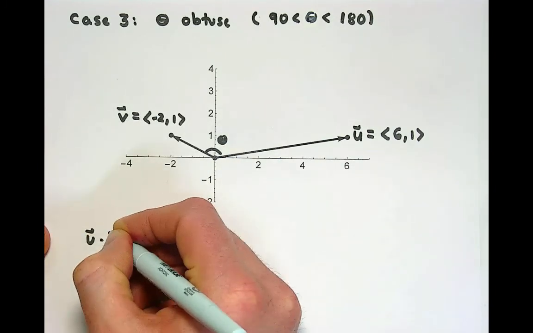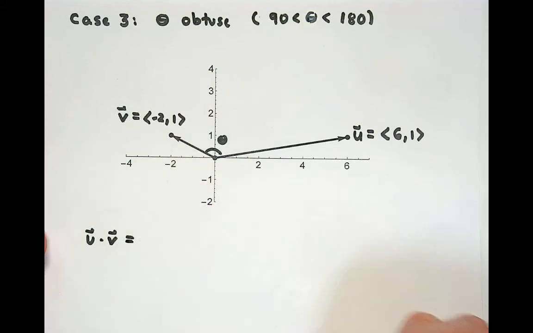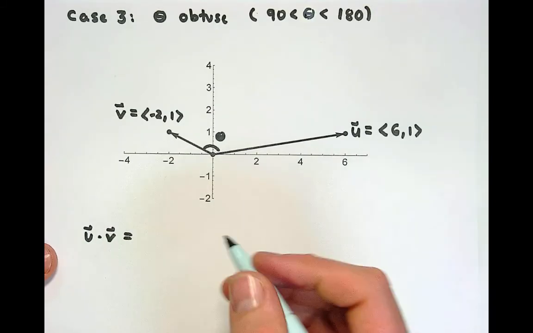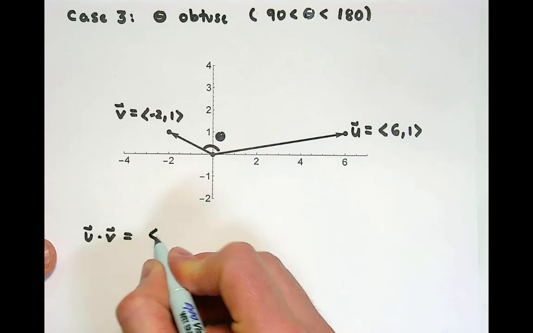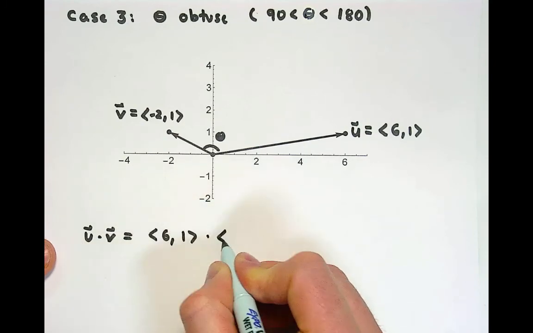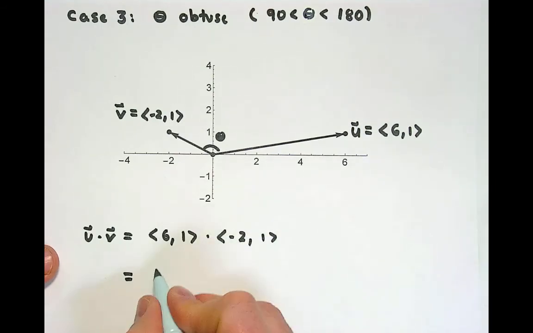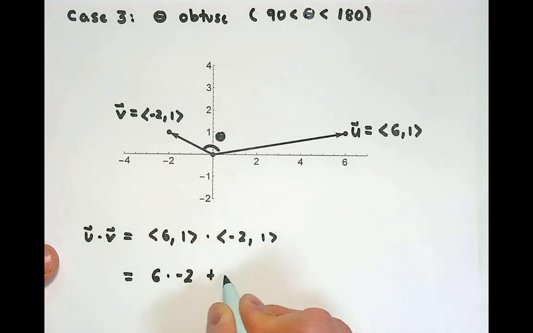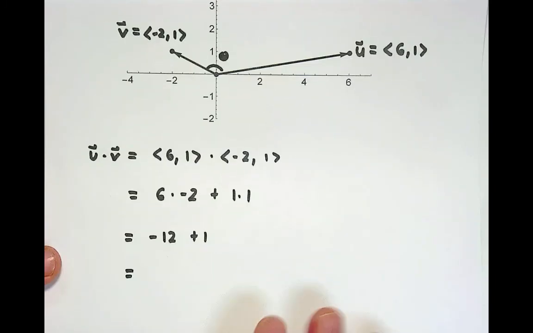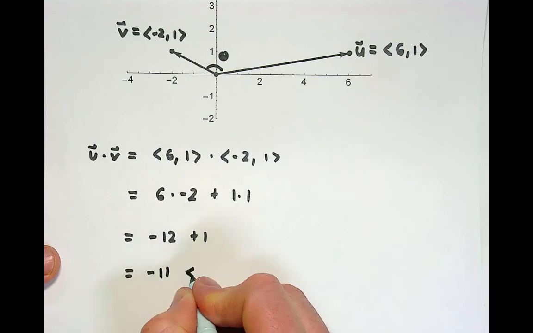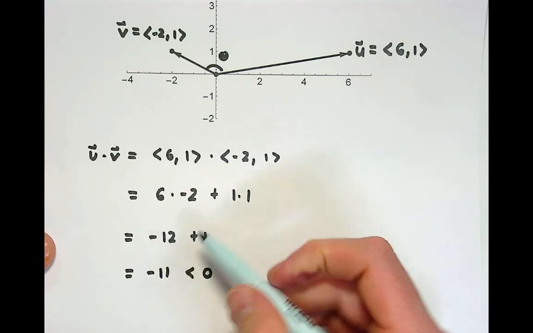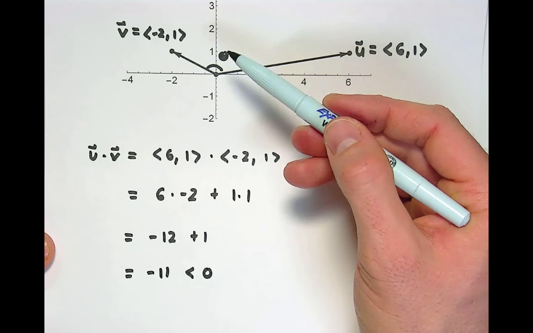Later on in this lesson, we'll actually be able to confirm that with a mathematical argument that we also prove for ourselves. Here we go. We take the dot product between these two vectors. The component definition of the dot product requires that I multiply the first two components together, and I add that to the product of the second two components. Here I get -12 plus 1, which is, of course, -11, and we see this is less than 0, corresponding to an obtuse angle.